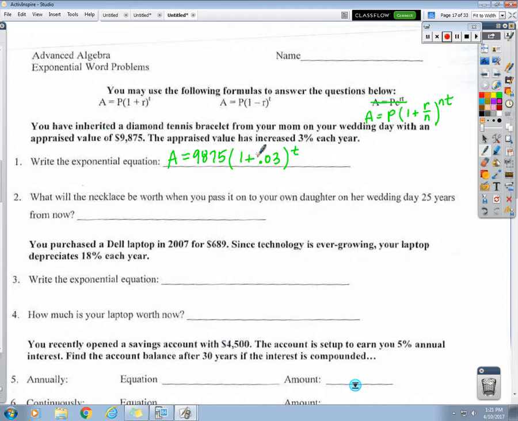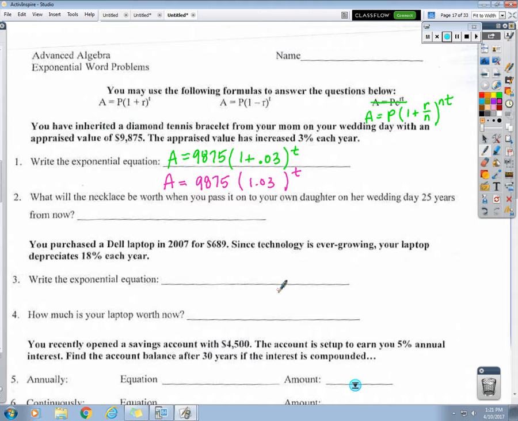Right, that would just be like if they were just asking you on the test to write the equation, that would be the answer. Now, you could go ahead and simplify this equation to A equals 9875, and then instead of writing out 1 plus 0.03, you may see it like that instead. They go and add it together.